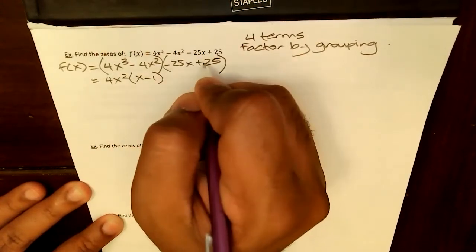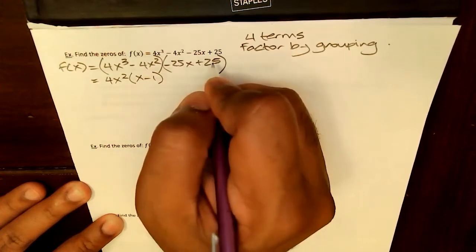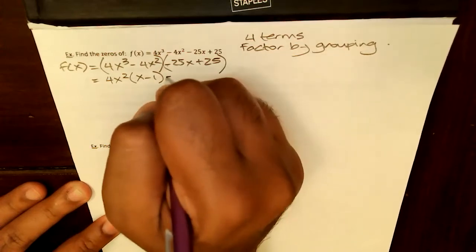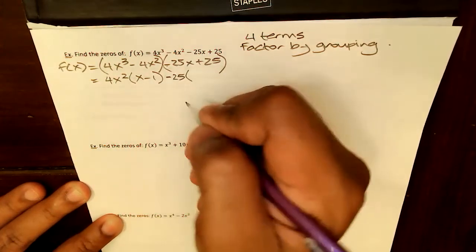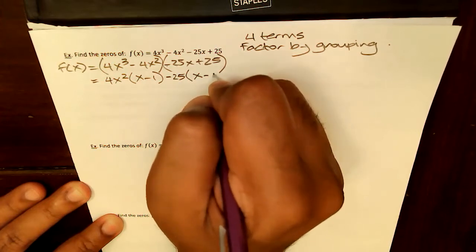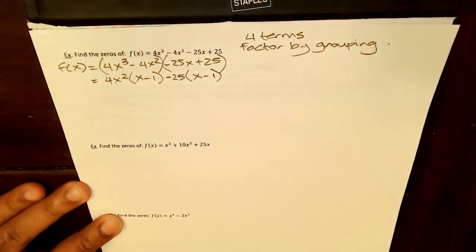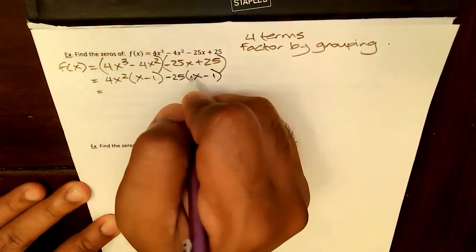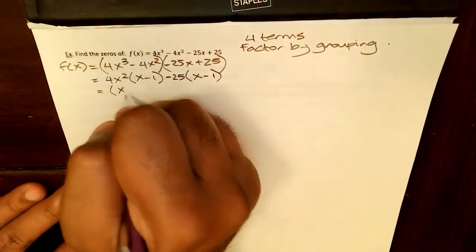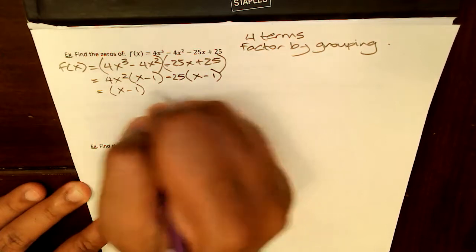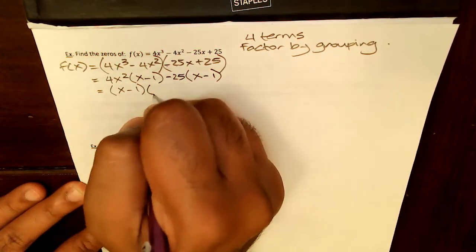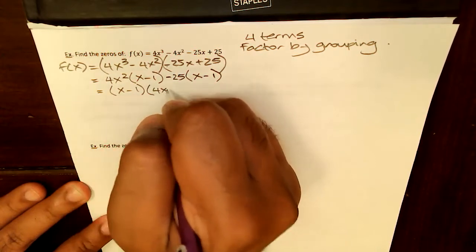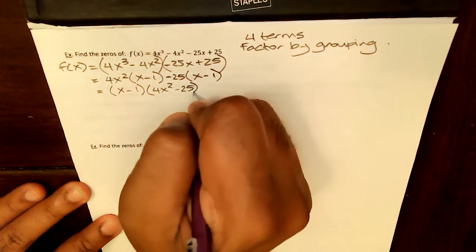Out of the last 2 terms, they both have a 25 in common, but because the first 25 has a negative with it, I'm going to factor a negative 25 out. When I factor out a negative 25, I'm left with x minus 1. You notice that both of these had a factor of x minus 1 in common. So I'm going to pull this x minus 1 out in front, and what I'm left with is the 4x squared minus 25.